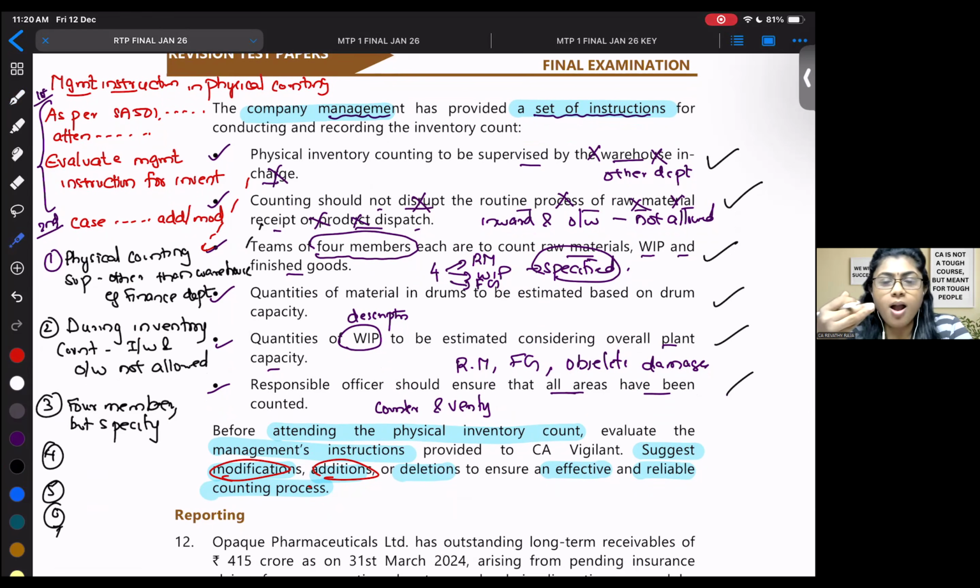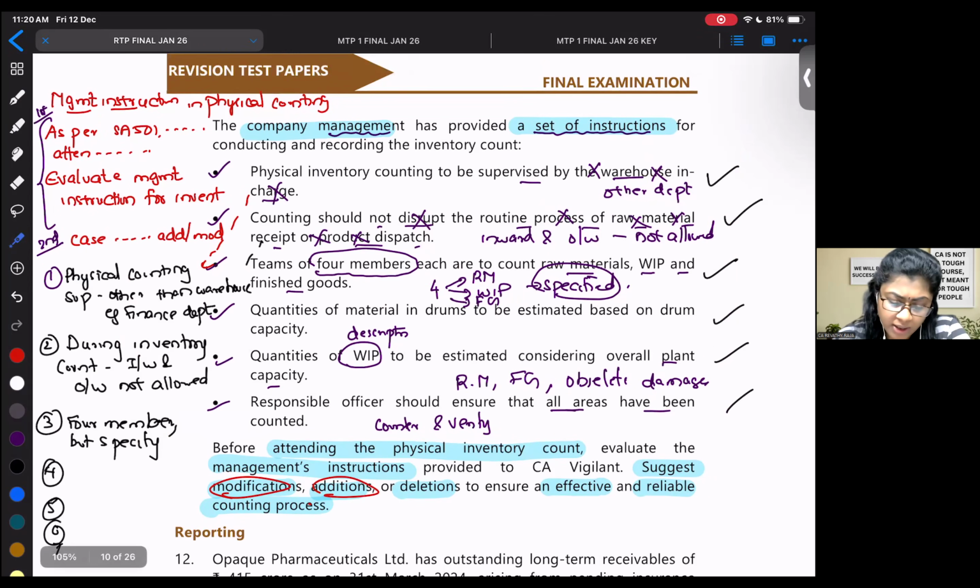Just to know, did any one of you think like this in the answer? In the first paragraph, you will write as per SA 501, the auditor should be attending the physical counting, where you will evaluate management instruction for inventory. Just an intro. After that, in the given case, everything.